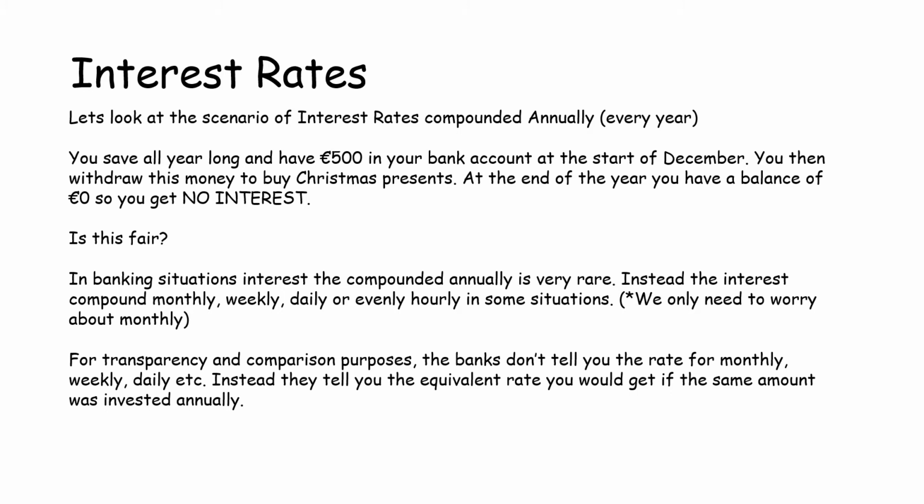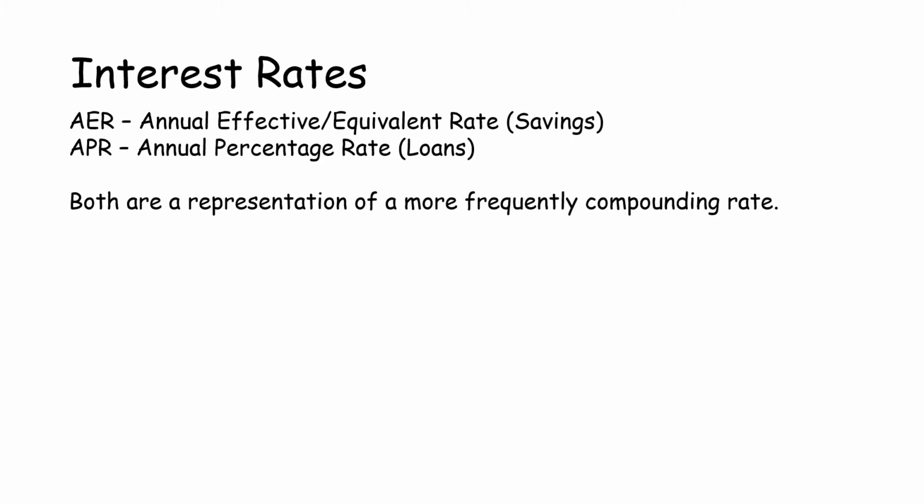You just need to know how many weeks are in a year, 52, instead of monthly, where we know there are 12 months in a year. But you could even work it daily. The same method applies. So for transparency and comparison purposes, the banks don't tell you the rate of monthly, weekly, or daily interest. Instead, they tell you the equivalent rate that you would get if the same amount was invested annually.